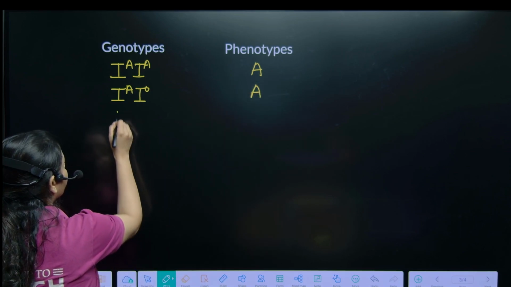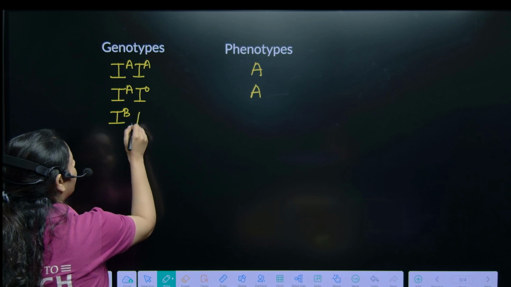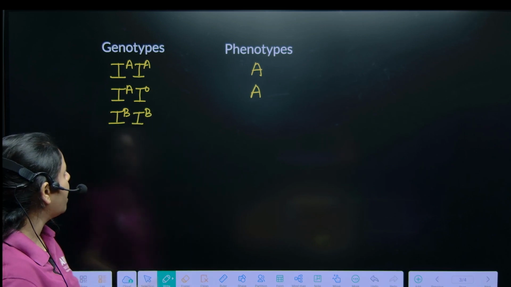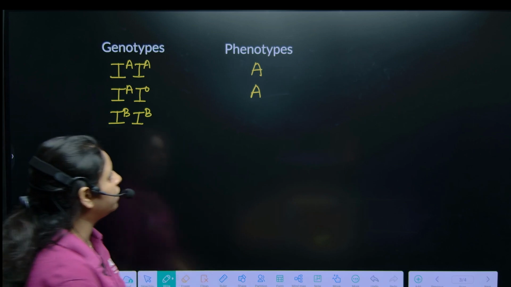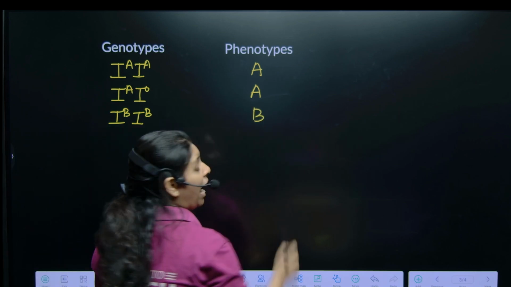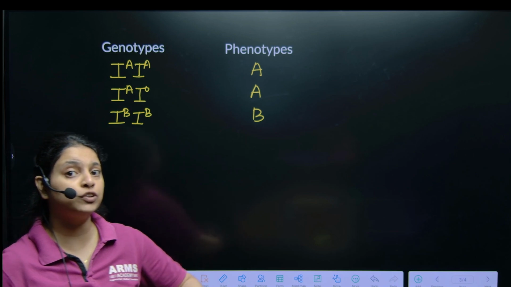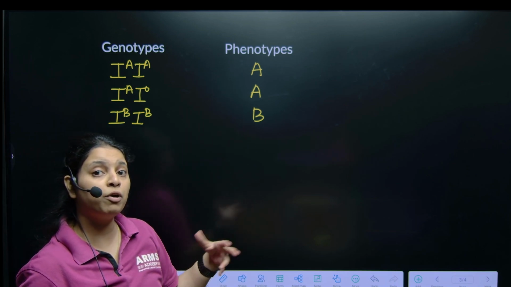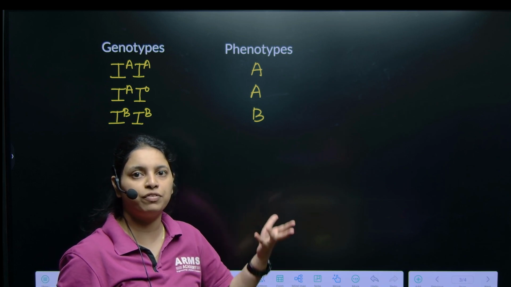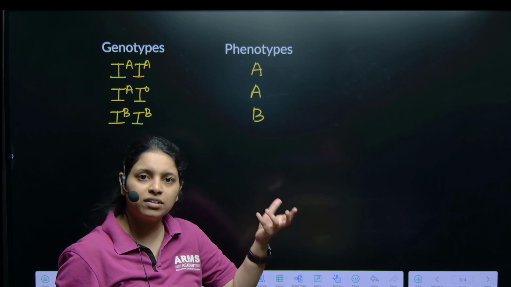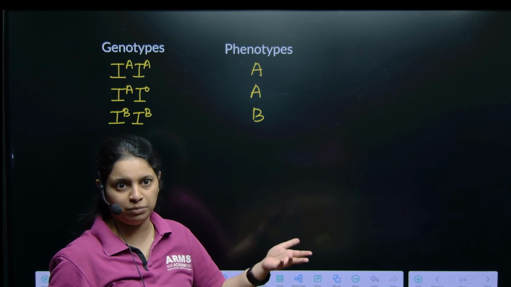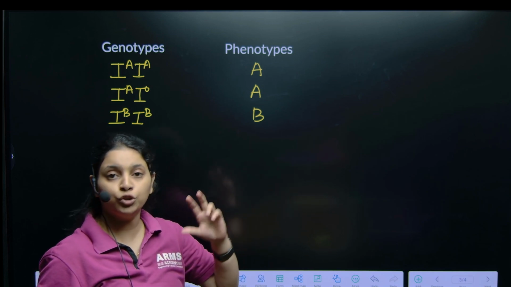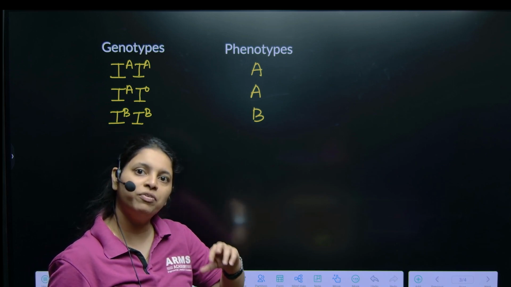Next, we have IB, a homozygous individual, right? Identical alleles. As both are IB, we will get the blood group B. B antigen is expressed on the surface of RBCs. Basically, what are these, like A blood group, B blood group? We are talking about which antigens are present on the surface of RBCs, right? These are certain sugars which are present on the surface of RBCs. So the sugar which is present in A blood group is different. The sugar or the antigen present in B blood group will be different.